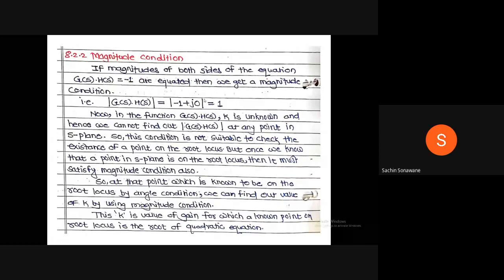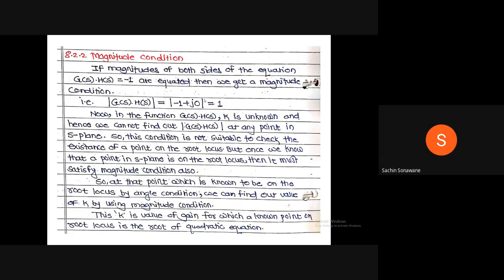Now the magnitude condition. If magnitudes of both sides of the equation G(s)H(s) = -1 are equated, then we get the magnitude condition. Therefore, mod of G(s)H(s) is equal to mod of -1 + j0, which is equal to 1. Now, in the function G(s)H(s), K is unknown and hence we cannot find out mod of G(s)H(s) at any point in the S plane. So this condition is not suitable to check the existence of a point on the root locus.